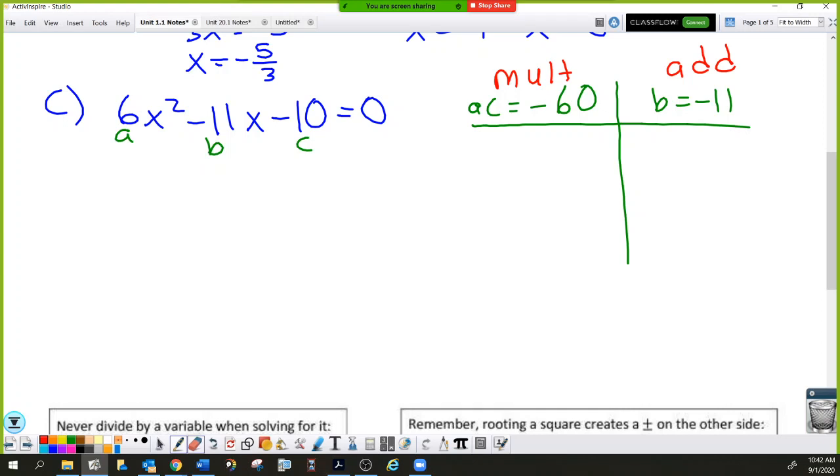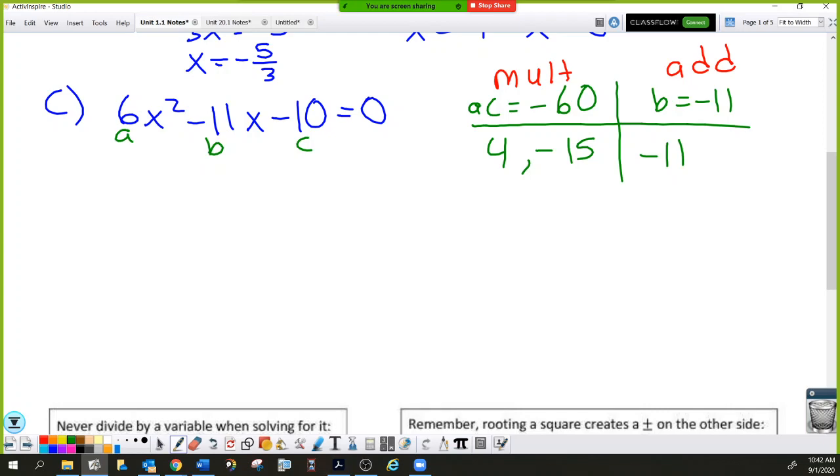And hopefully you don't have to run through a whole bunch of options trying to figure out what two numbers do this. It'd be great if you got it on the very first try, so I'm just going to jump to it. The two numbers that multiply to be negative 60 but add to be negative 11 will be 4 and negative 15. Positive 4 and negative 15. And yeah, those do add to be negative 11, so we're good to go.